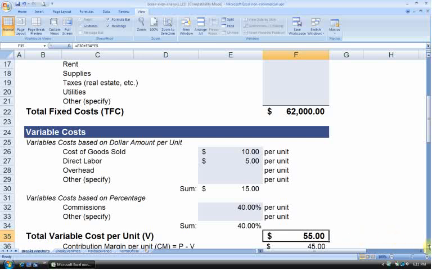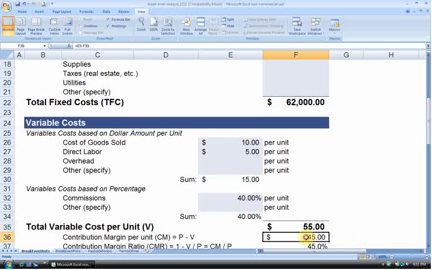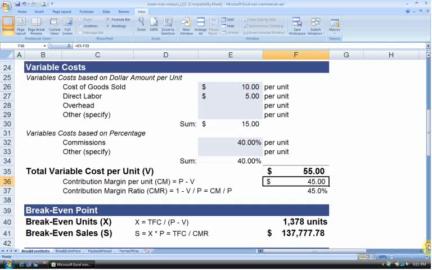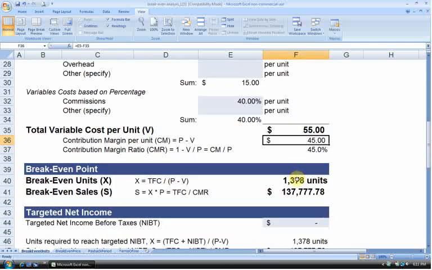That gives us a contribution margin per unit of $45. So let's scroll down a little bit more. And we can see here in cell F40 that our break-even point is 1,378 units with a total sales of $137,000 approximately.